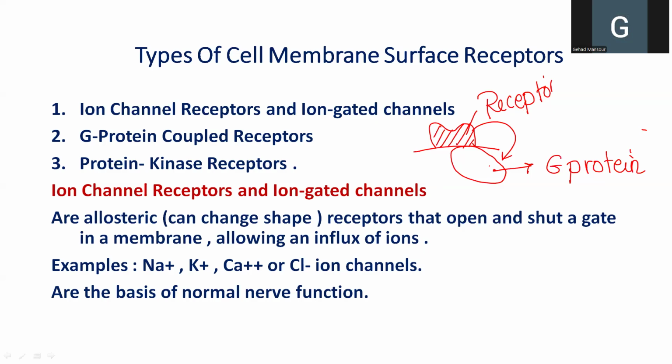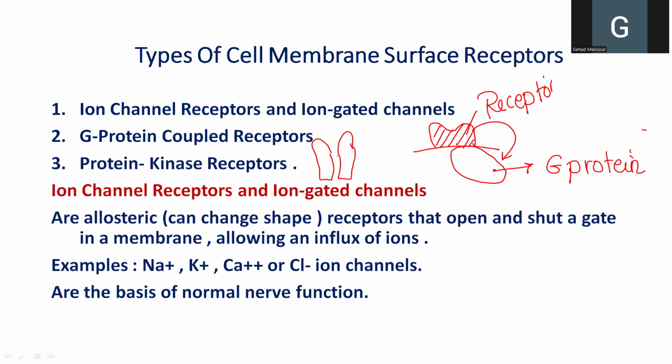And then we have a third type of receptors, which are called the protein kinase receptors, like, for example, the tyrosine kinase receptors. And we will see how these receptors are made of two halves and how they change in conformation and why they are important in the cell.